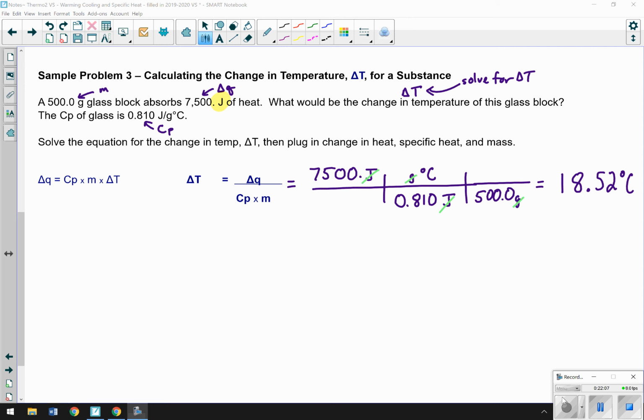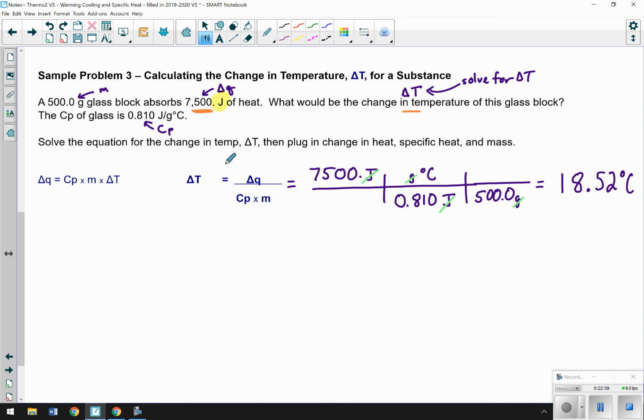Okay, and in the final example, which in the interest of time I just filled out ahead of time, I want to calculate the change in temperature for something. And this is actually pretty useful because it will let you know, if you add a certain amount of heat to something, what you would expect the rise in temperature to be. So with my glass block, I'm going to take 7,500 joules and add that to a 500 gram piece of glass block.